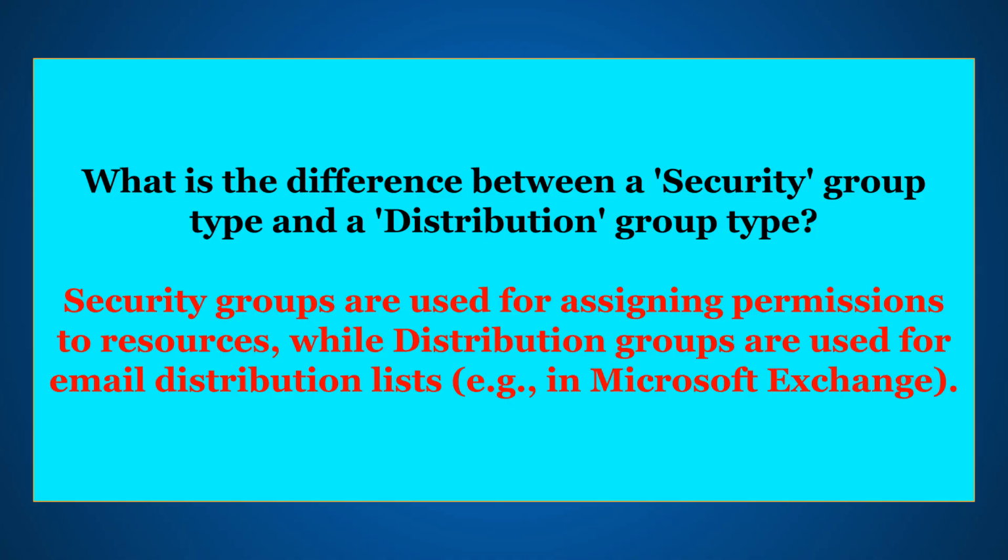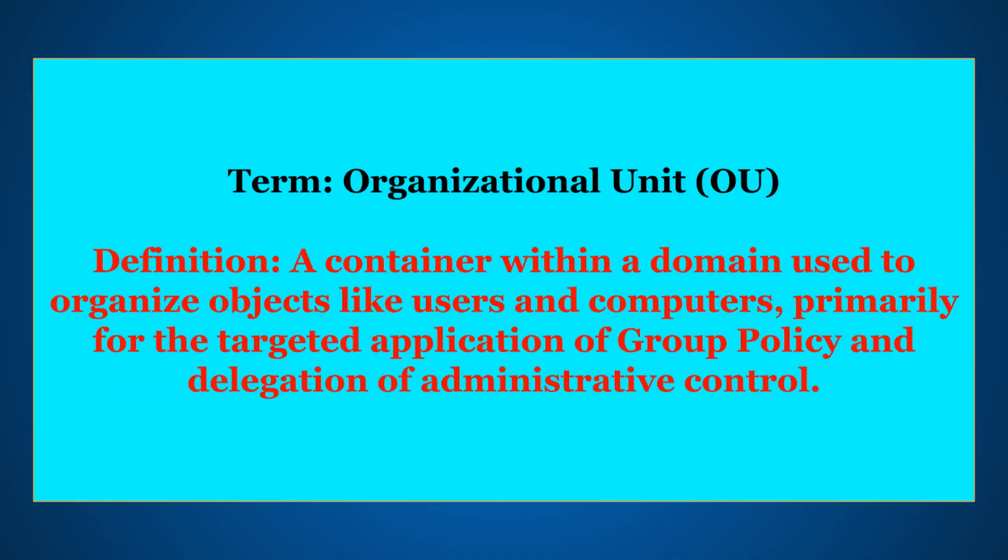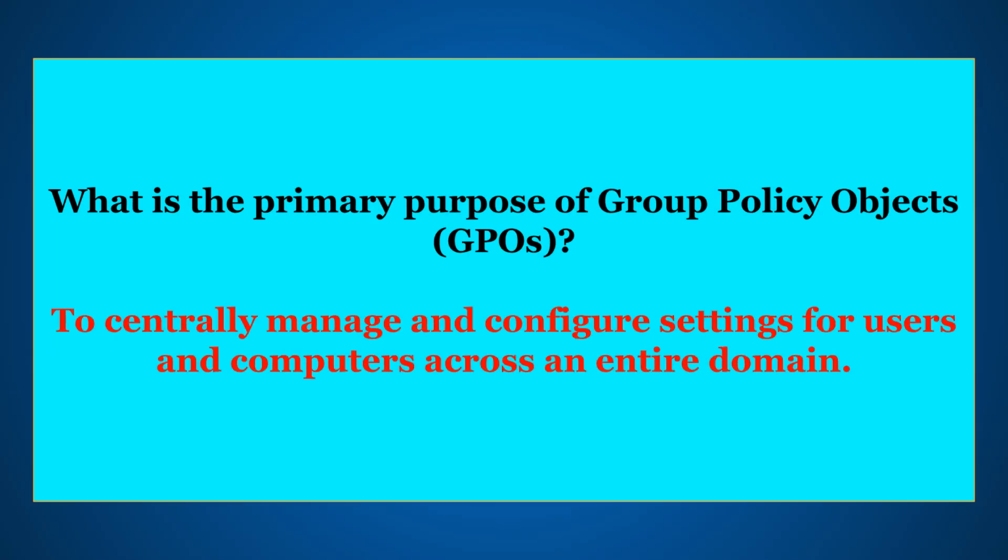Term: Organizational unit, OU. Definition: A container within a domain used to organize objects like users and computers, primarily for the targeted application of group policy and delegation of administrative control. What is the primary purpose of group policy objects, GPOs? To centrally manage and configure settings for users and computers across an entire domain.